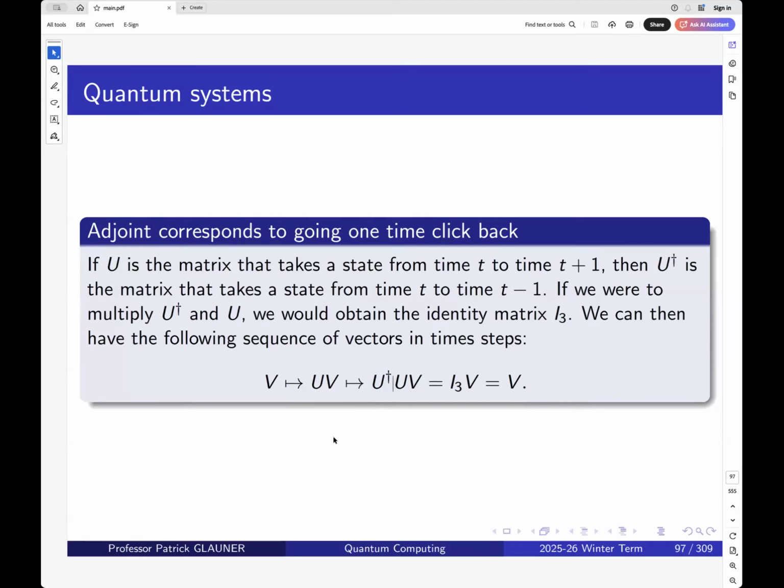Is this something you understood? Maybe just signal with a yes or no.